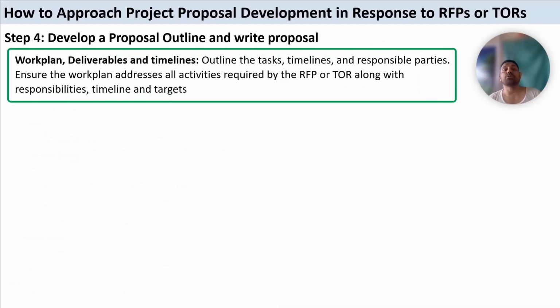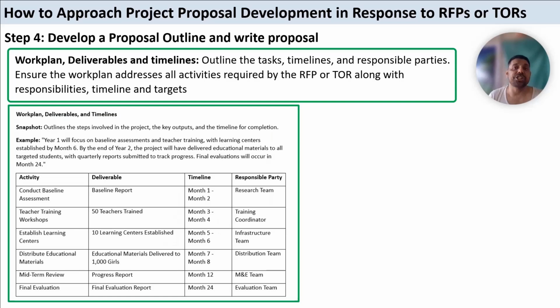Next section is then to develop work plan, deliverables, and timelines. In this section, we need to outline the tasks, activities, timelines, and responsible parties. We need to ensure that the work plan addresses all activities required by the request for proposal or TOR along with responsibilities, timelines, and targets. I will show you the templates and examples at the end.